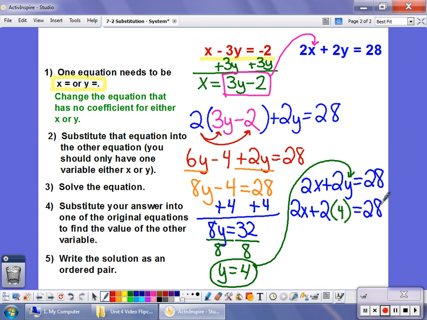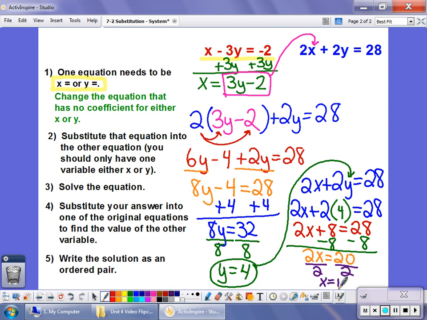And then I just solve. So 2x plus 8 equals 28. Got to move that 8 to the other side. That's going to give me 2x equals 20. Divide both sides by 2. And I find out that x equals 10. So again, my ordered pair, the answer to this system of equations, the solution, has an x value of 10 and a y value of 4.